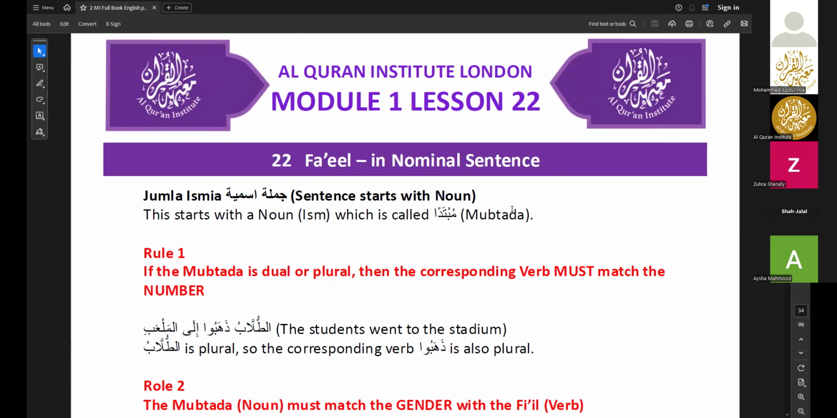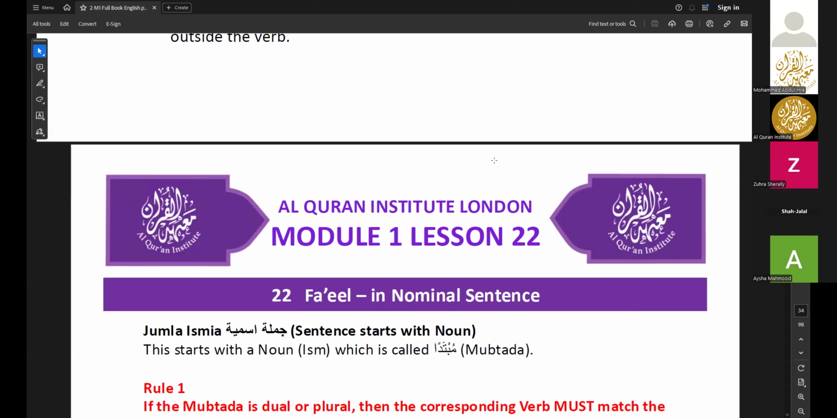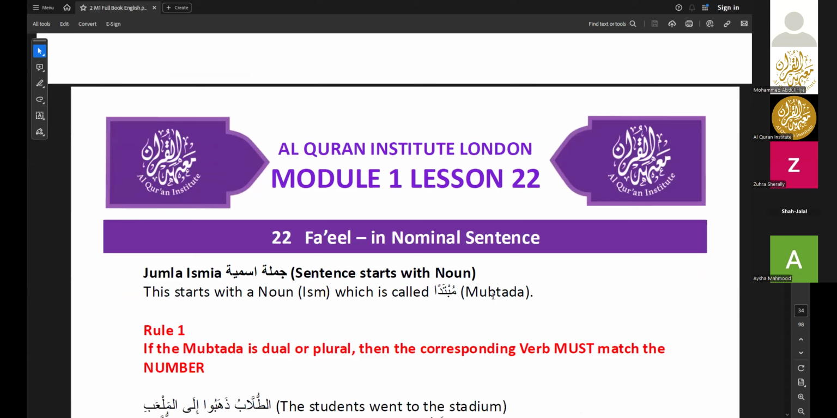So we talked about Jumlatul Fi'liya or verbal sentence. And the sentence we learned before is called nominal sentence or Jumlatul Ismiya. So Jumlatul Ismiya is a sentence which starts with an isim. That's why it's called nominal sentence. In Jumlatul Fi'liya, we have three components: Fi'l, Fa'il, and Maf'ul. In Jumlatul Ismiya, we have two components, Mubtada and Khabar. We'll learn it gradually.